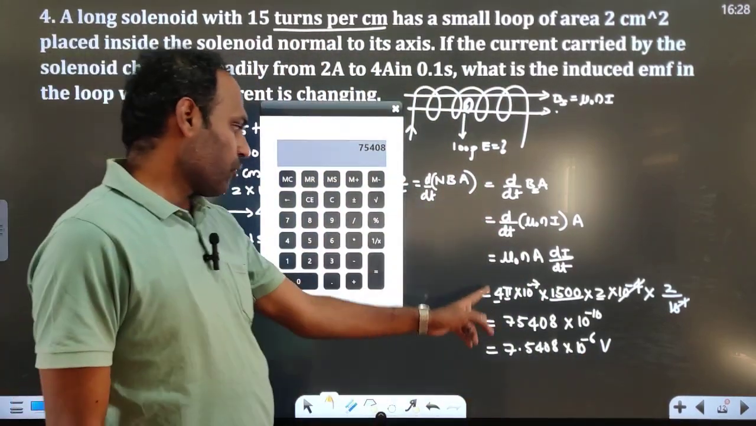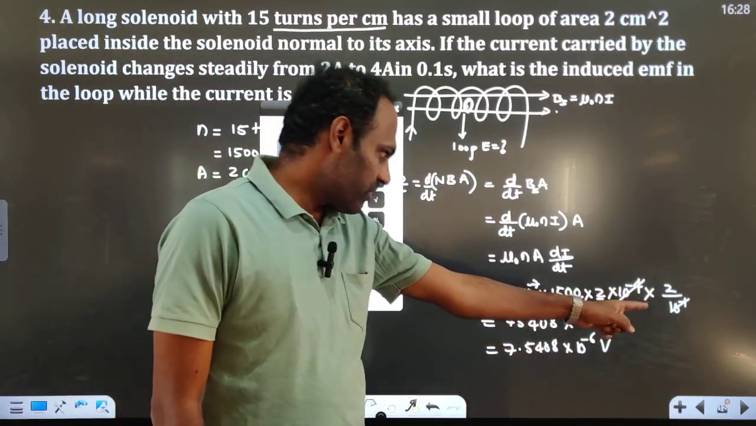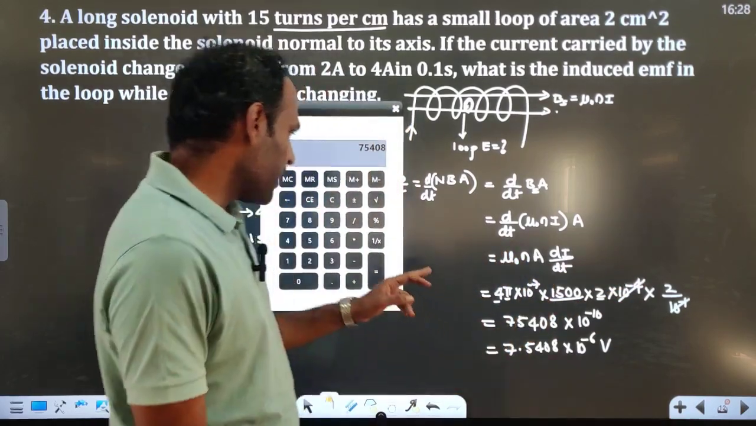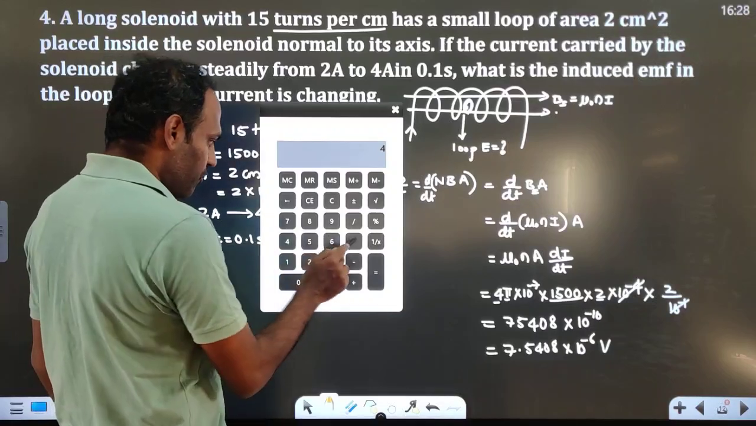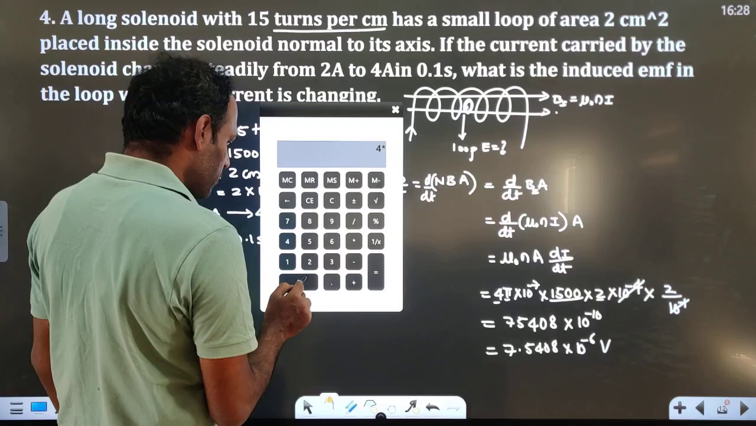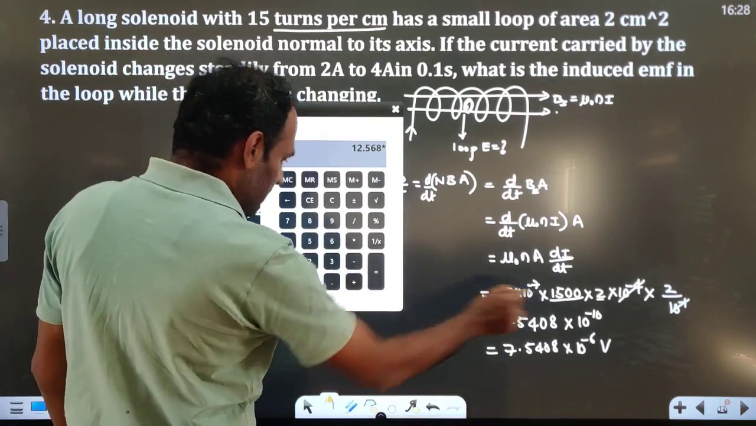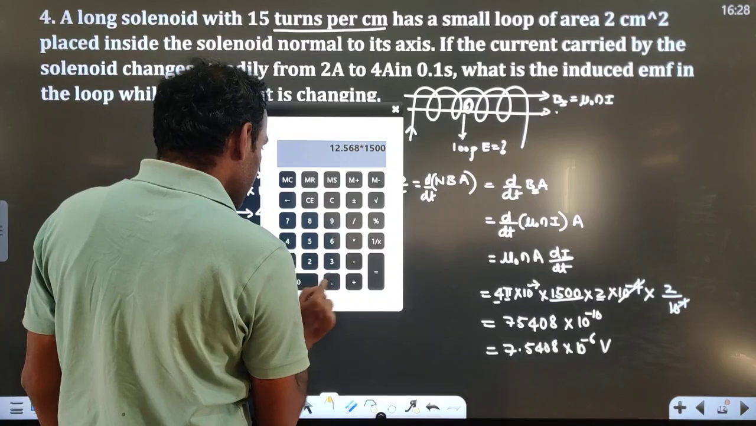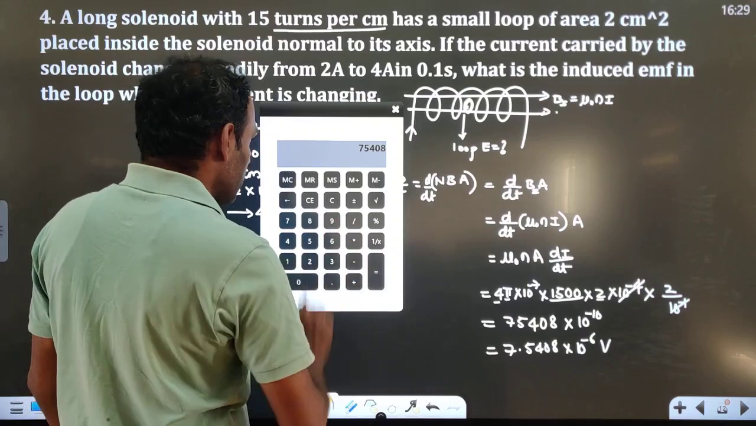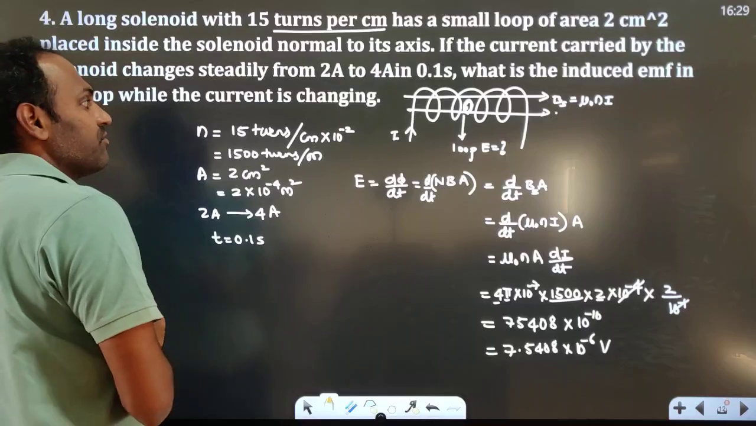Correct? So mu naught means 4 pi into 10 to the power minus 7. N is 1500. Area is 2 into 10 to the power minus 4. 2 divided by 10 to the power minus 1, this will be minus 3. Minus 3 minus 7 will be minus 10. Okay. So we have multiplied 4 pi. I will just check it once more. 4 into 3.142, 4 pi. Next, 1500 into 1500 into 2 into 2, 4. So this is 75402. Okay. So that's all about the EMF. This much EMF, we'll get.